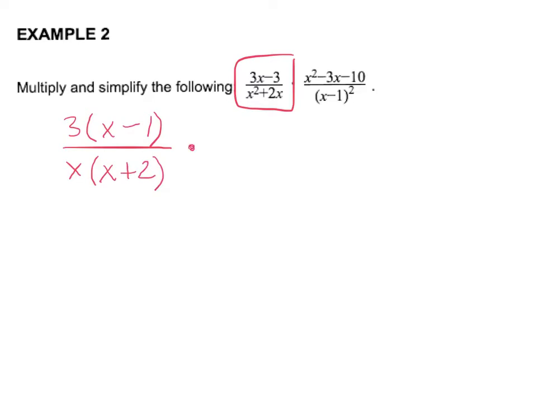So leaving our multiplication operation there, we're going to move on to our second rational expression and factor that. So in our numerator, we're going to have two binomial factors. They're both going to start with x, just like last time, and there will be a plus and a minus like last time, but this time they have to multiply to negative 10 and add to negative 3x, so we want this second number to be bigger.